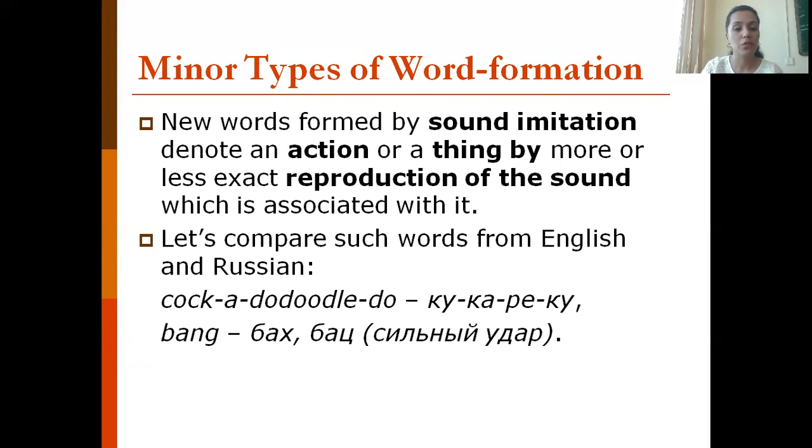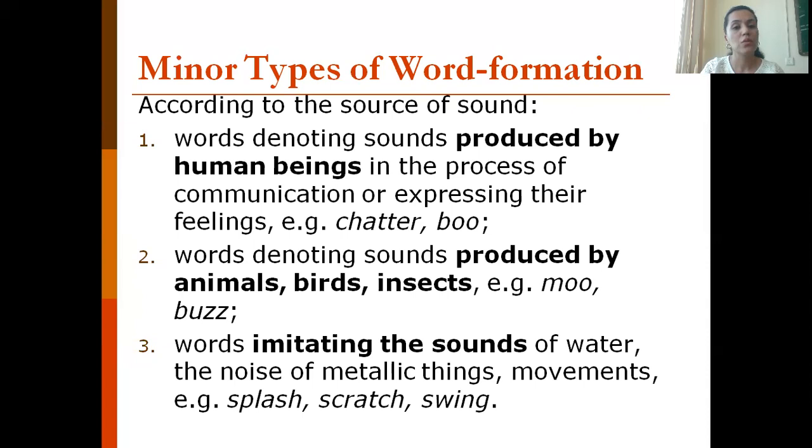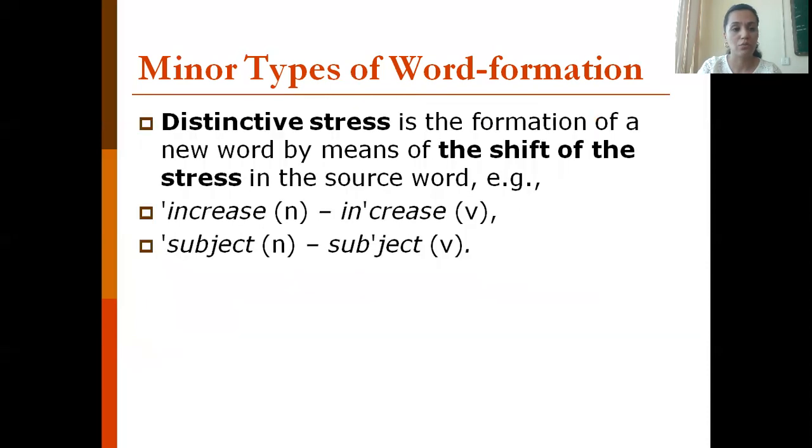Let's compare such words from English and Russian. Bang, бах, сильный удар. According to the source of the sound, there are words denoting sounds produced by human beings in the process of communication and expressing their feelings, for example, chatter, boo; words denoting sounds produced by animals, birds, insects: buzz; words imitating the sound of water, the noise of metallic things, movements: splash, swing, scratch, and etc.